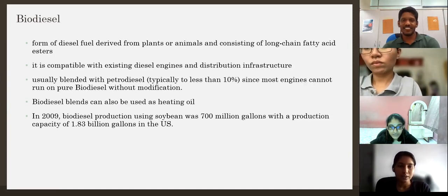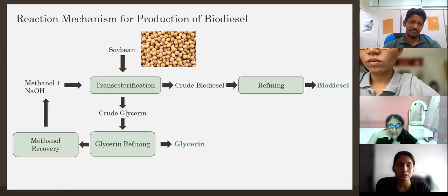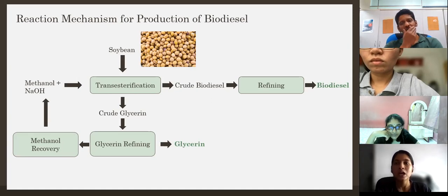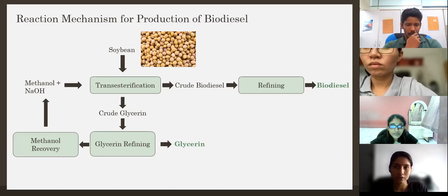In 2009, biodiesel production using soybean was 700 million gallons, with a production capacity of 1.83 billion gallons in the US. So moving on to the reaction mechanism for production of biodiesel. The transesterification process consists of 4 principal steps. Firstly, pre-treatment of soybean feedstock to remove the components that will be detrimental to subsequent processing steps.